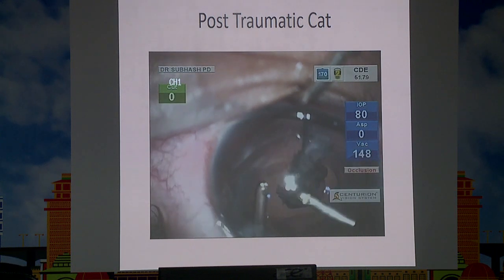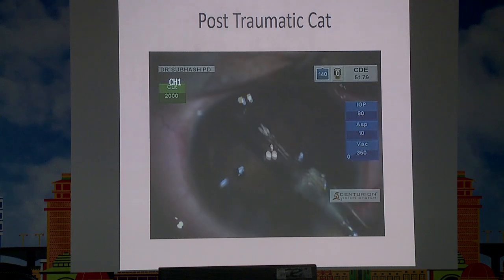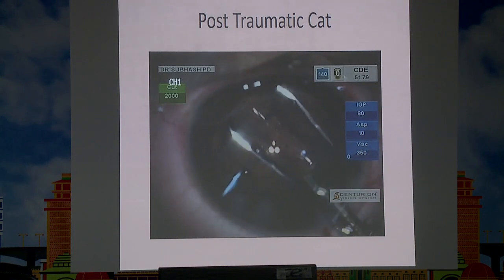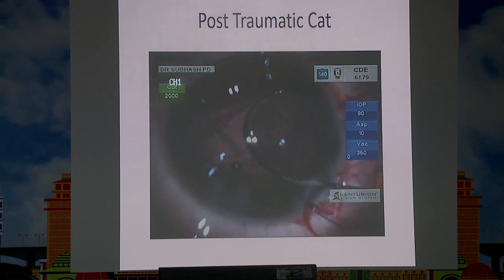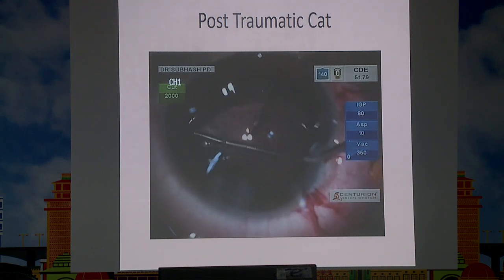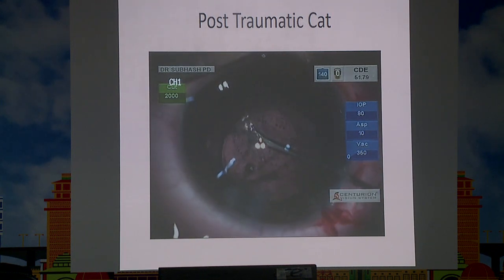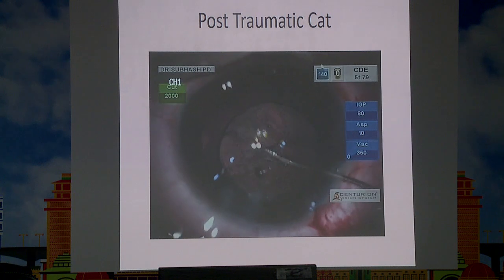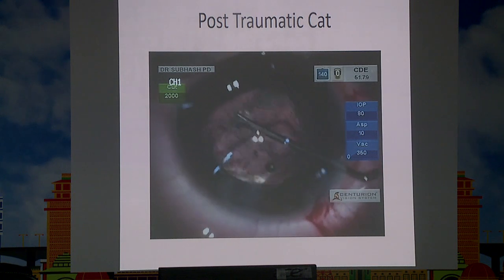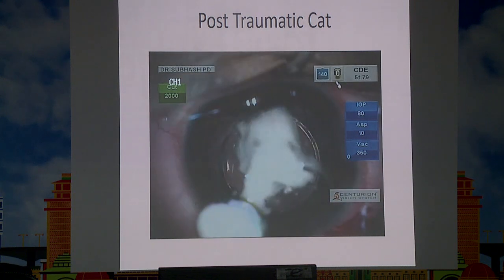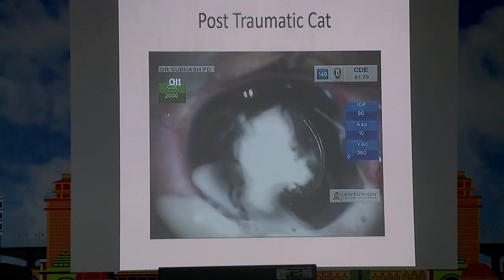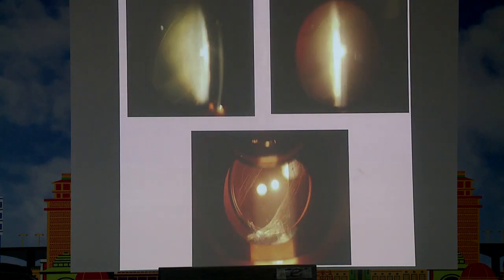It's always mandatory to put a 3-piece lens in such a situation if there is not enough capsular bag to support the single-piece lens. The same dictum or principle one has to follow: use clamp minimum, so that we never miss any mistake during the surgery. See, this is the clinical pre-op and this is the post-op picture.